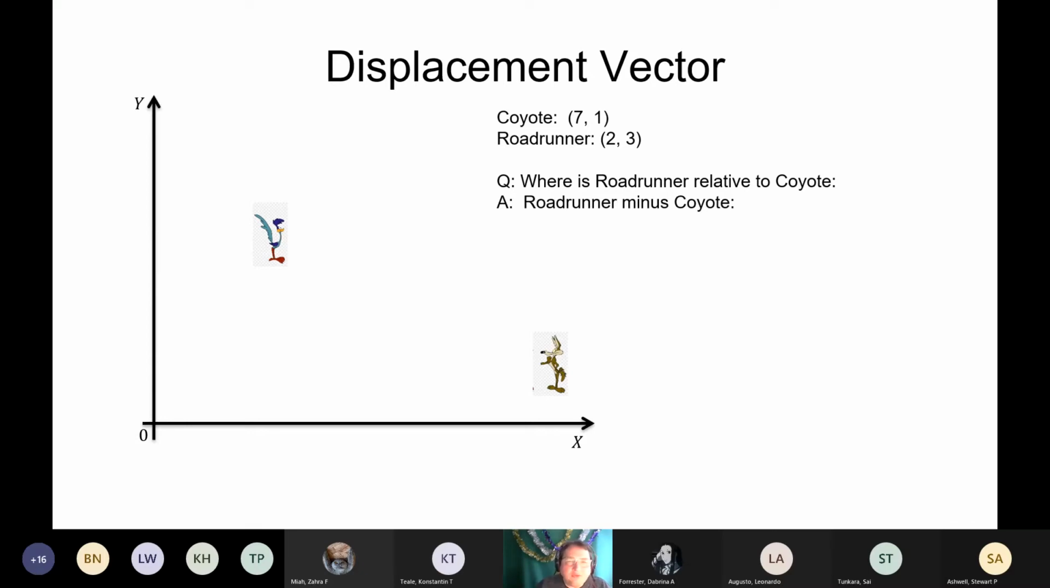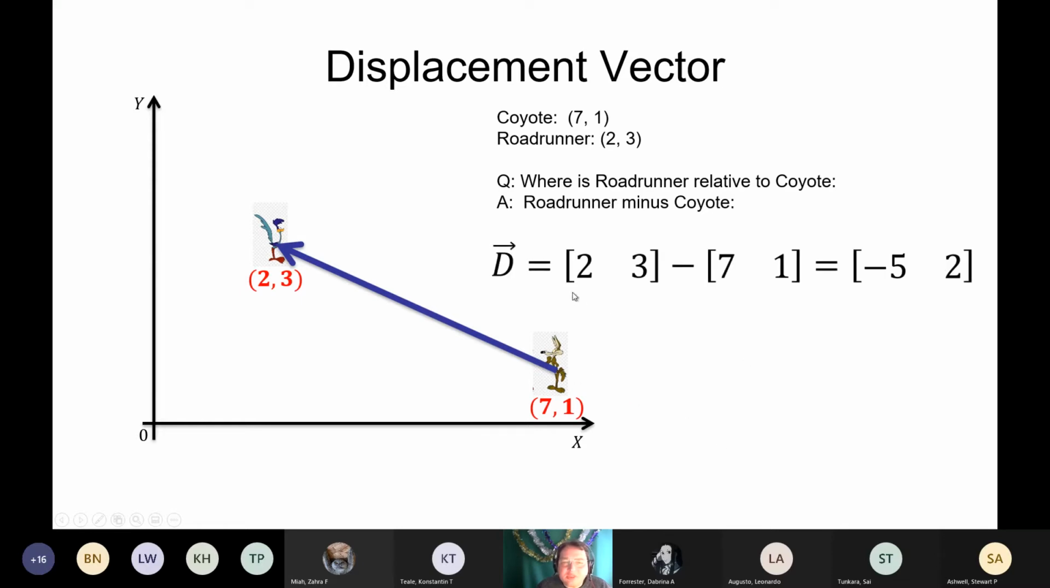So we have this coyote at the coordinates 7, 1 and the roadrunner at the coordinates 2, 3. Where is the roadrunner relative to the coyote? The answer is roadrunner minus coyote. That's the displacement vector, and the displacement vector is always the coordinates of the destination point minus the coordinates of the source point. So in this case, it's (2, 3) minus (7, 1). We have (-5, 2).